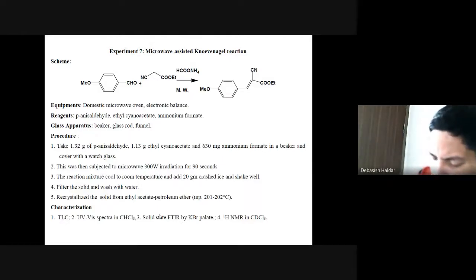Initially you will see a lot of fumes inside the microwave, and you will smell the bad smell of ammonia there, and the anisaldehyde smell will also be there. And immediately you will see that whatever liquid you have taken in your beaker is completely solidified, a light yellow, lemon color solid appears. And then we'll take out the beaker carefully from the microwave oven using gloves, because it's really very hot.